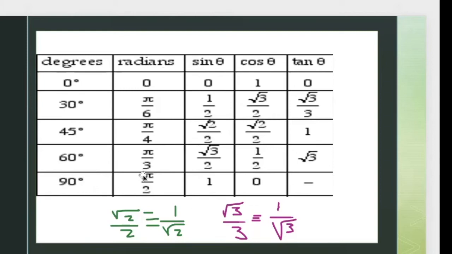Sin 90, which is pi over 2, is 1. And the cos of 90, which is the same as cos pi over 2, is 0. But when you do the tan of 90, or pi over 2, we will get a math error.